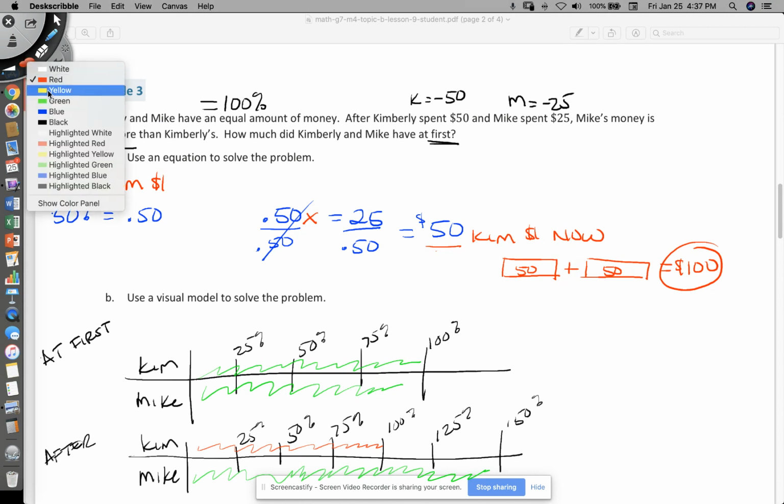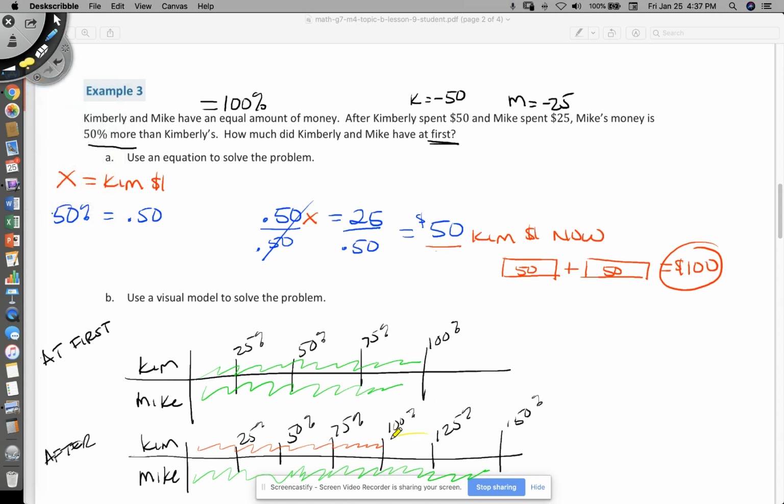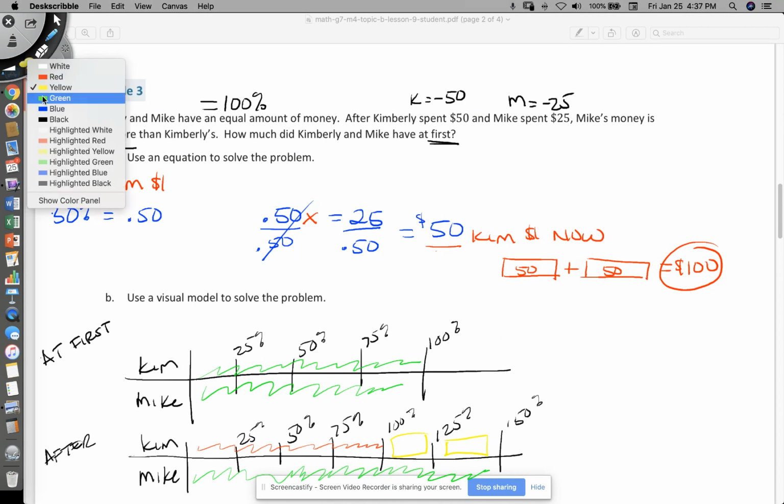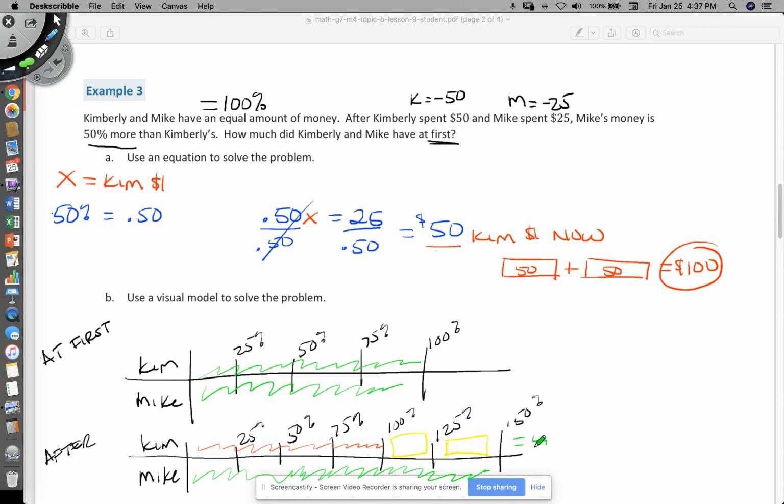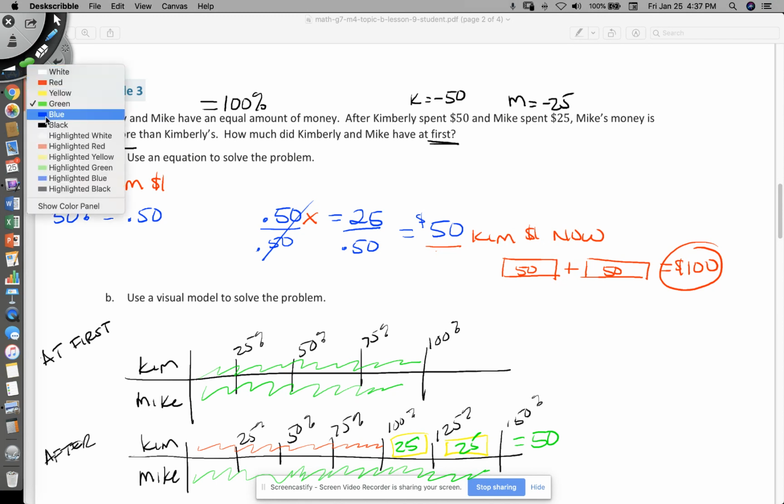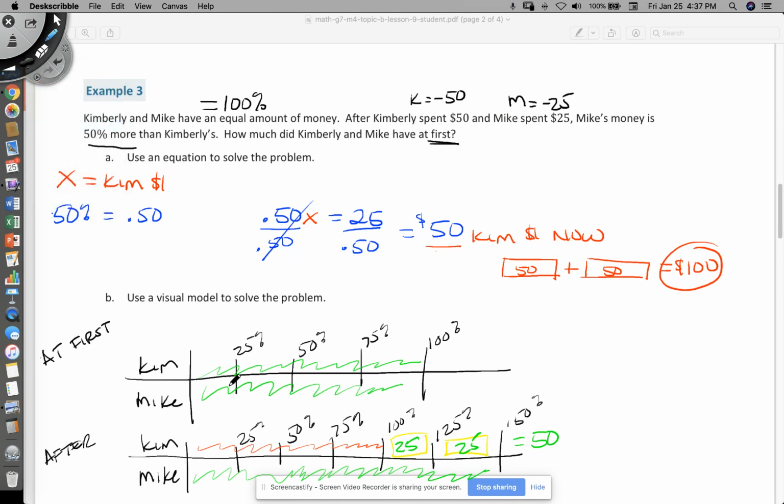So if you notice here, we have those two missing sections again. We have this missing section and this missing section. Now, I know that she spent a total of $50. So 50 divided by 2. I need to break that 50 into two sections, which is going to give me 25. So each of these sections are worth 25. So if I come back up here to the first, because again, they want to know what did they have at first, and I go 25 plus 25 plus 25 plus 25, I get 100. And that's what we got up here as well.